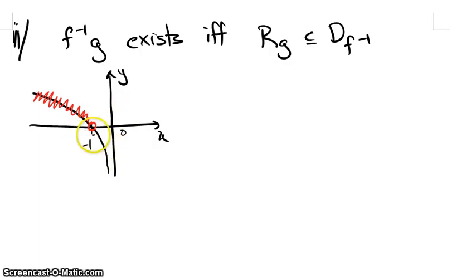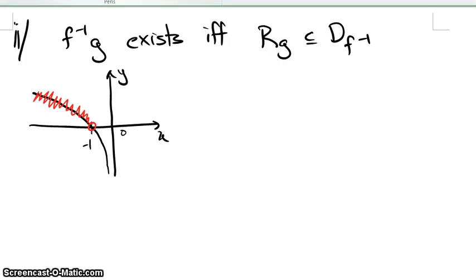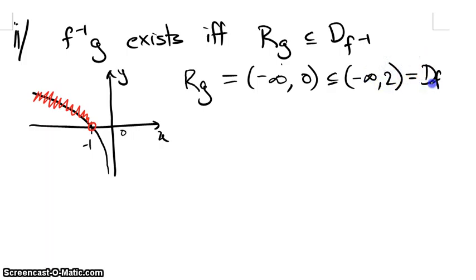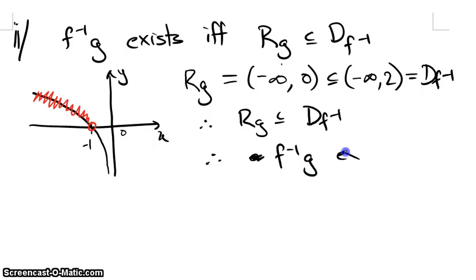So what g can produce is just these numbers here, which means that the range of g is actually equal to -infinity up to 0, because I can go down as far as I like, but I can never quite reach 0. Fortunately, however, that is a subset of the domain of f, which, if you recall, was numbers smaller than 2, so -infinity up to 2. So therefore, range of g is a subset of domain f inverse, therefore f inverse g exists.